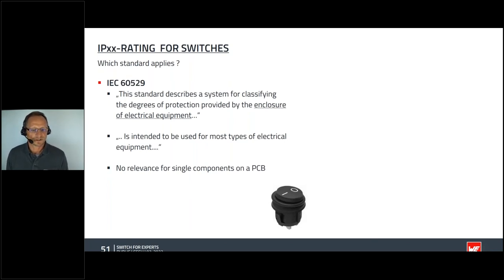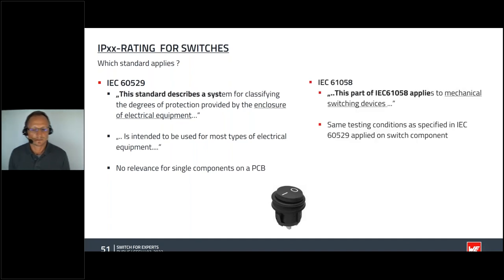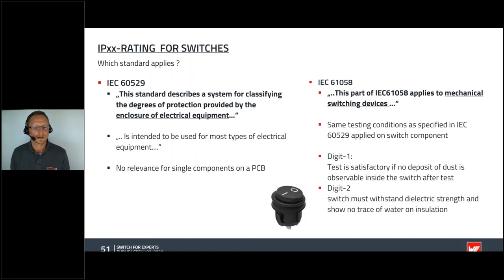So if a switch itself is meant to be IP67, then IEC 61058 applies. And the funny thing here is that the testing conditions again follow the specs that we find in the 60529. So for digit one, the solid objects, the test is satisfactory if no deposit of dust is observable inside the switch after the test. Not inside the enclosure, but inside of the switch itself.